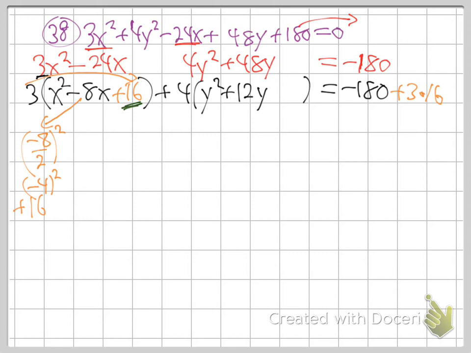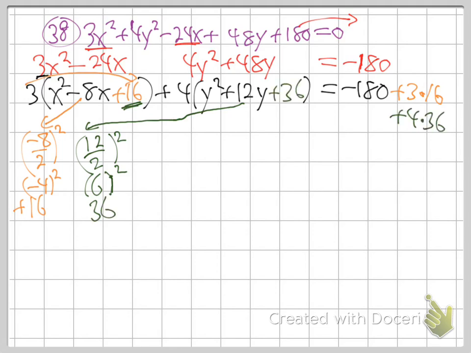Next, grab the y number in the middle. Put it over 2 and square it. 6 squared, 36. Add 36 to the left side and 4 times 36 to the right, because that 36 is under the multiplication of a 4. All this coming back. Remember this? These were not easy.